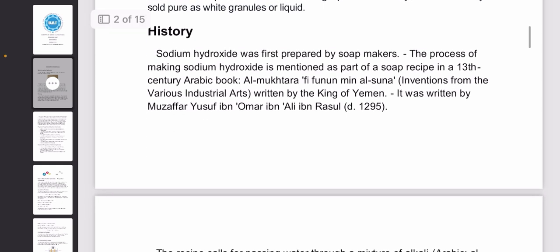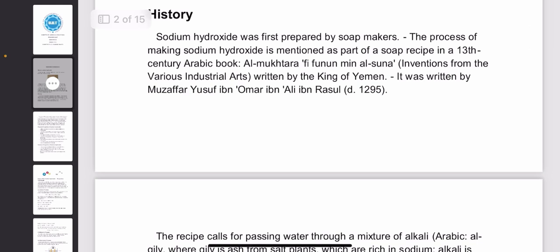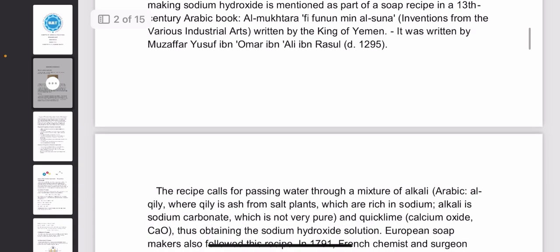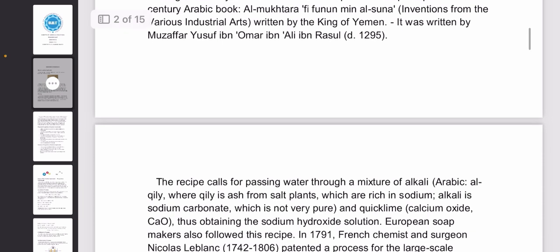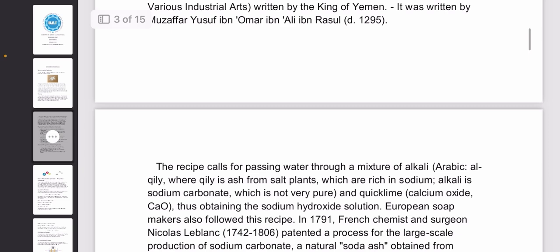A little history about sodium hydroxide, how it was discovered. Sodium hydroxide was first prepared by soap makers, and the process of making it is mentioned as part of a soap recipe in a 13th century Arabic book, known as an invention from the various industry arts. It was written by the King of Yemen, Muzaffar Yusuf ibn Umar ibn Ali ibn Rasul.